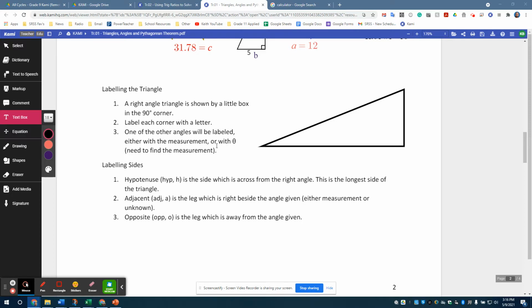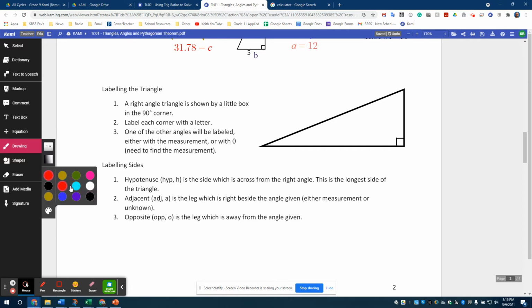So here we have a right angle triangle. Now we will know that this is a right angle triangle based on the fact that there is a small box in the corner. Okay? That represents a 90-degree angle, and so it tells us it's a right angle triangle. It also tells us that these two angles add up to 90 degrees. Okay, so that's something that we need to be aware of.